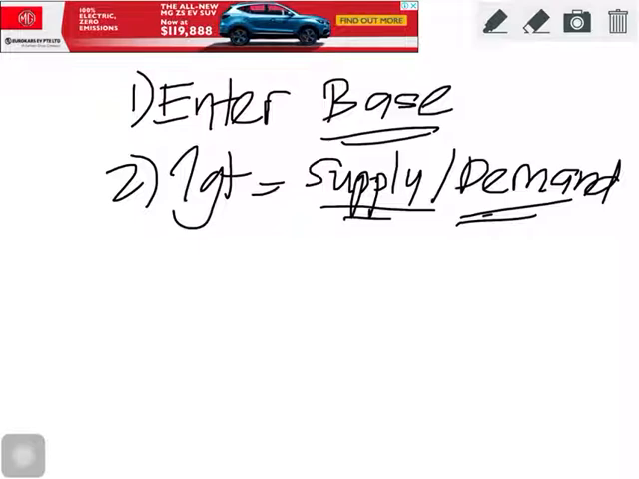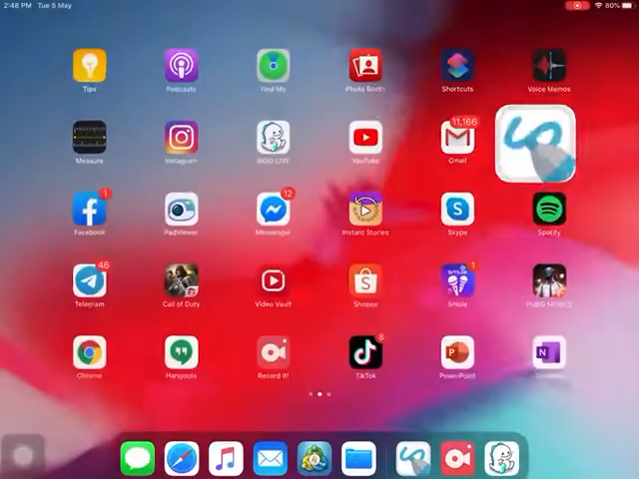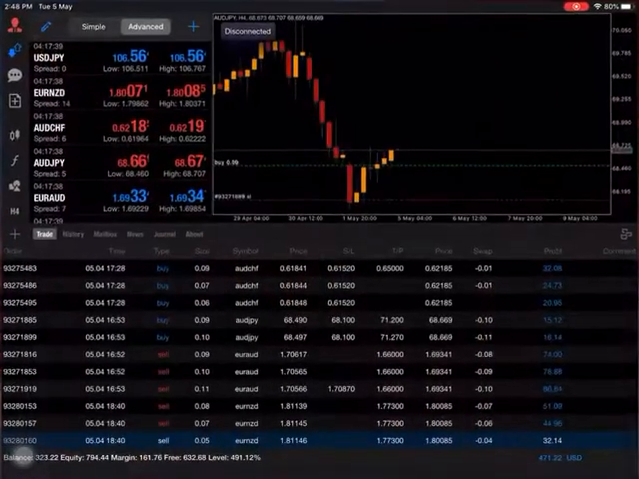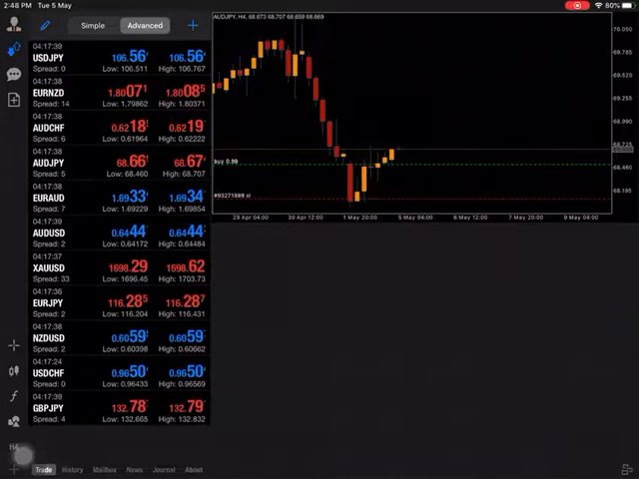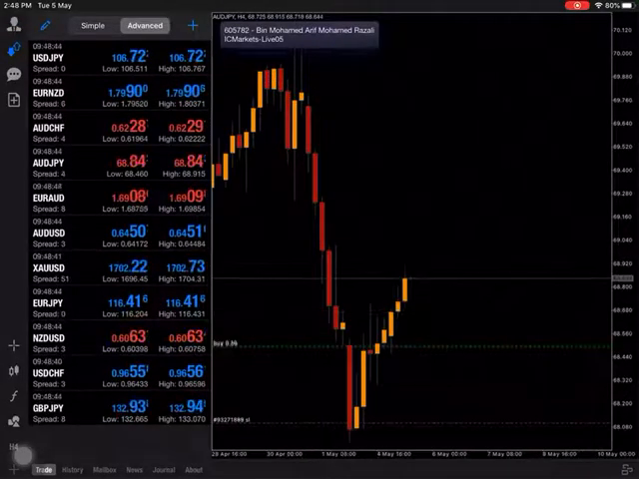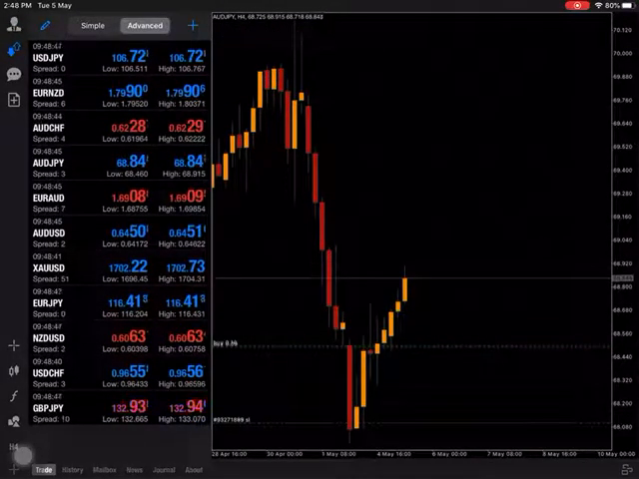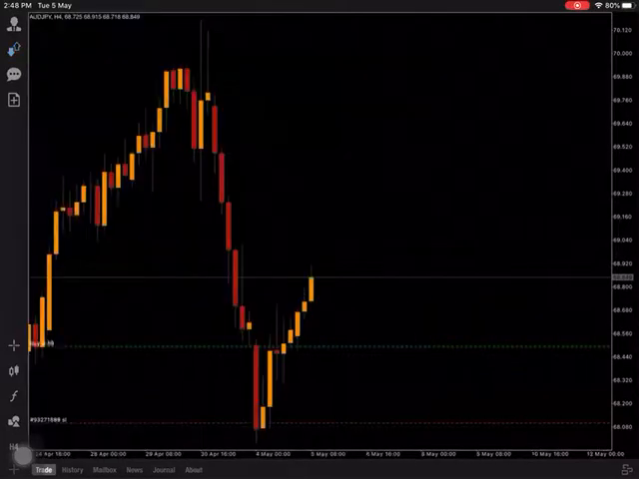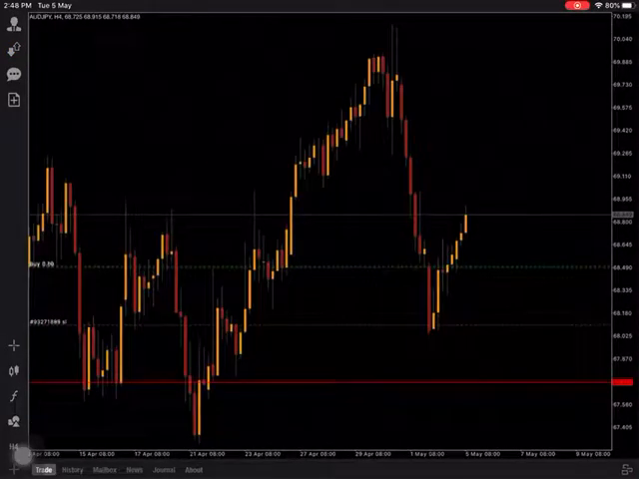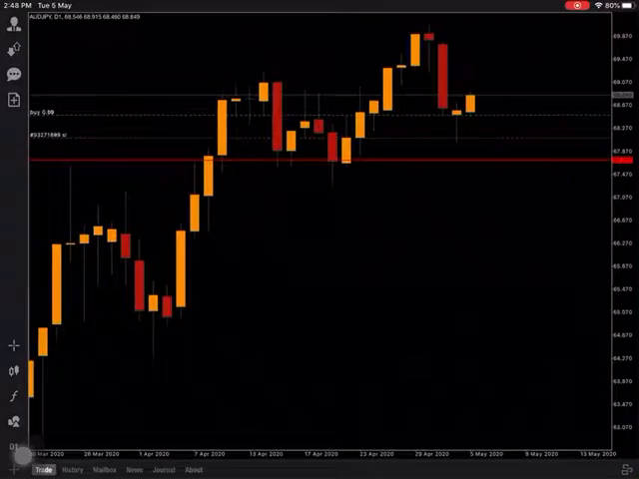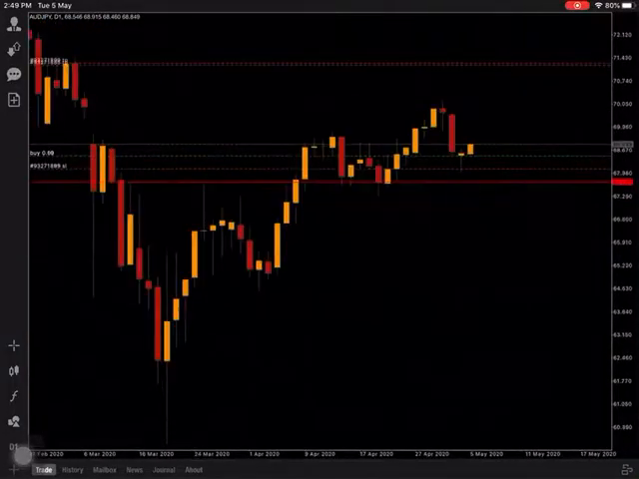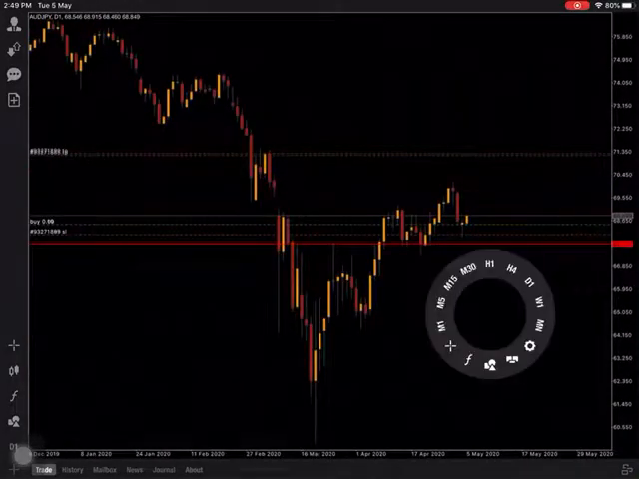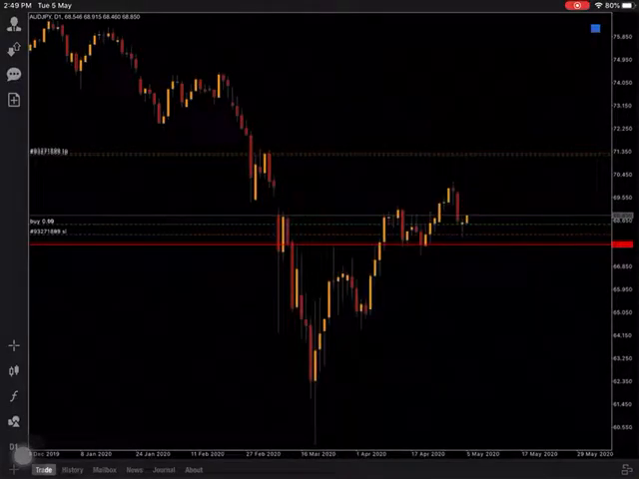Okay, so I'm going to move on to the charts to explain my view about rally base rally and drop base rally. Like in this case, I've got Aussie Yen. I'll just give one example. Okay, so we look from here. What do I see here? Okay, if I look from here.